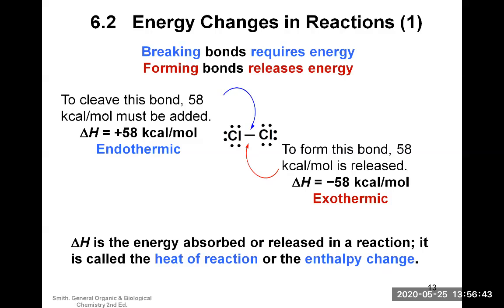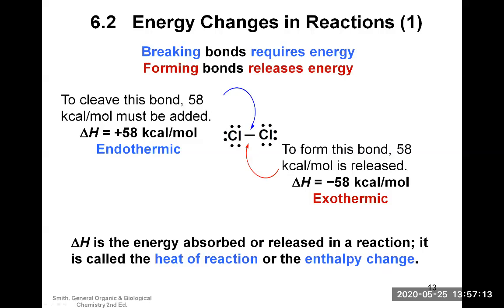So enthalpy change is symbolized by delta H, but it's also called the heat of reaction. And so that heat of reaction, in the case where you want to cleave the bond between the two chlorine atoms, will be a positive value because you need to provide that amount of energy of 58 kilocalories per mole. So when it's endothermic, it's positive.